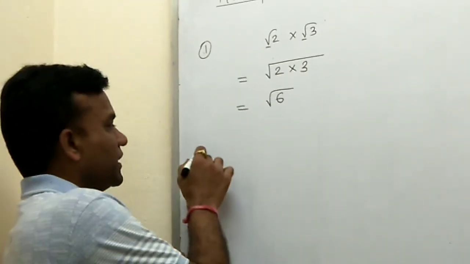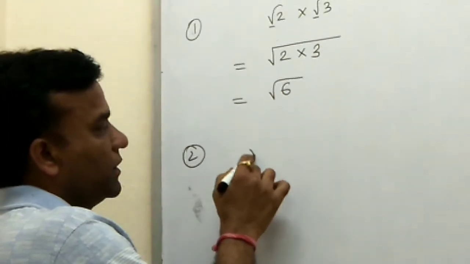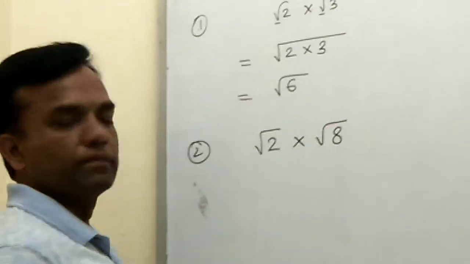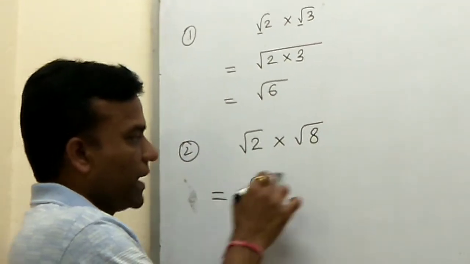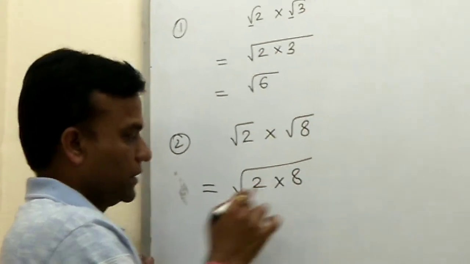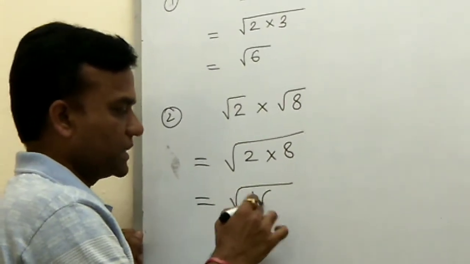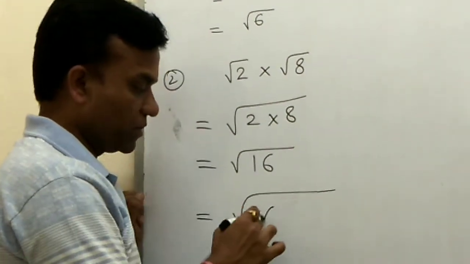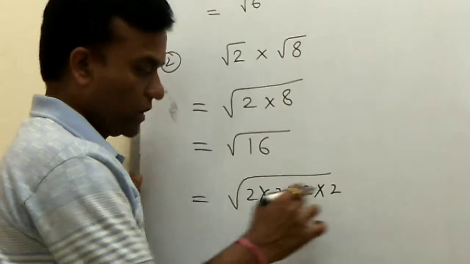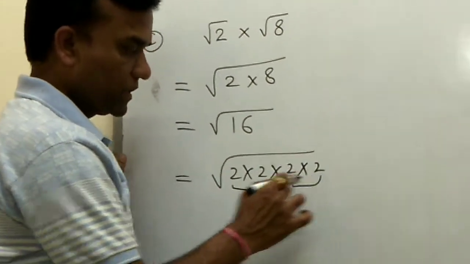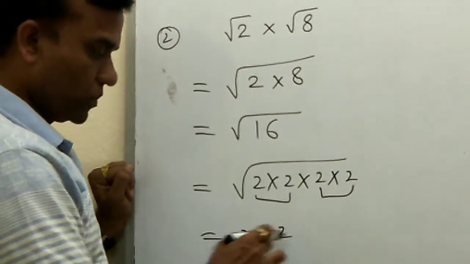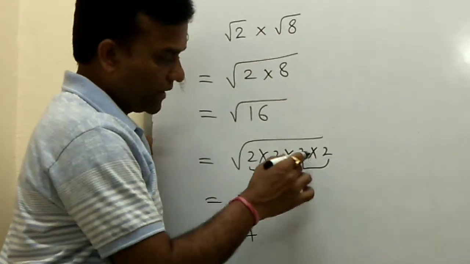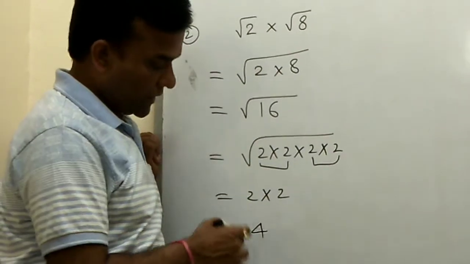Then we take another example. Suppose you multiply root 2 by root 8, then you have 2 into 8, which means 16. Now you find the factors of 16: 2 into 2 into 2 into 2. Now you have the pairs, so 2 into 2, and your answer is 4. Now the root is over because you have complete pairs. So now it is a rational number.